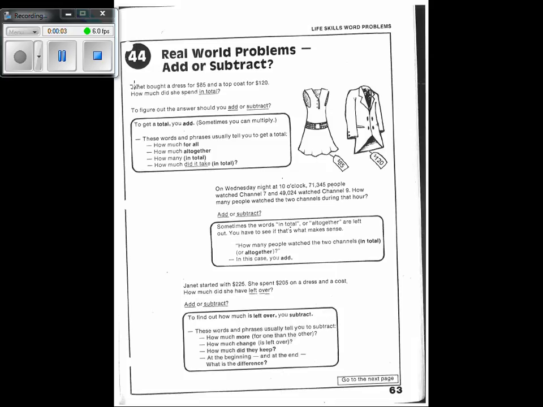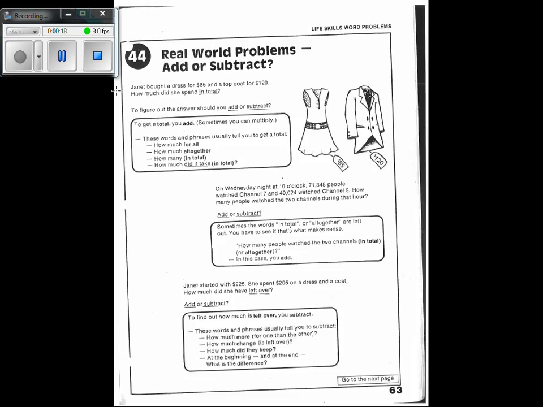Task 44, Real World Problems, Adding or Subtracting. Janet bought a dress for $85 and a top coat for $120. How much did she spend in total? To figure out the answer, should you add or subtract?